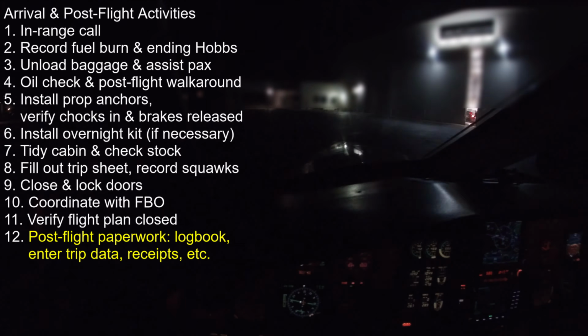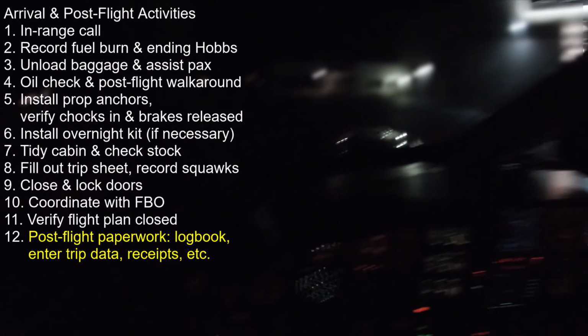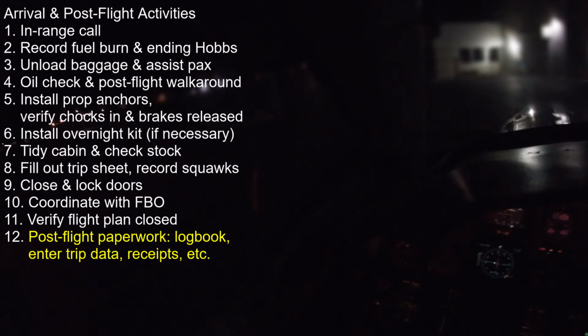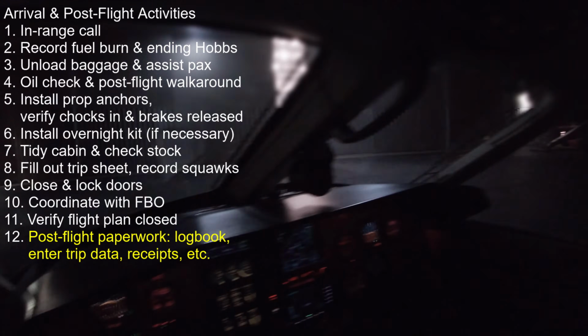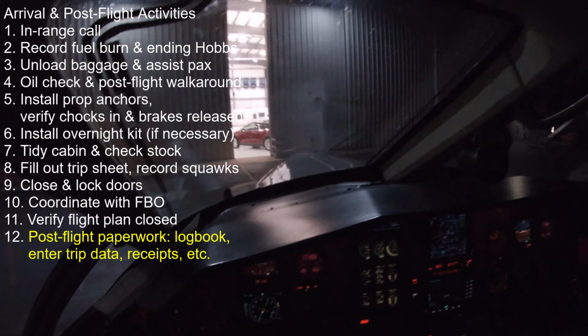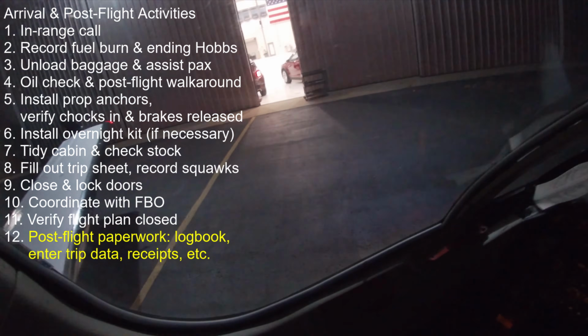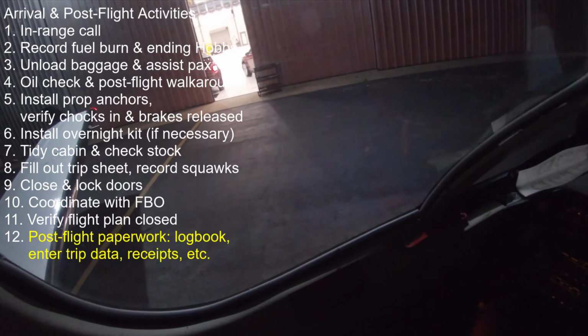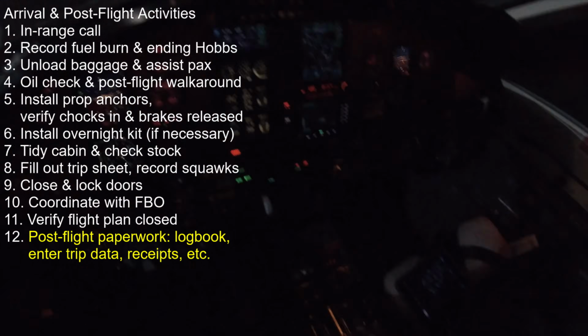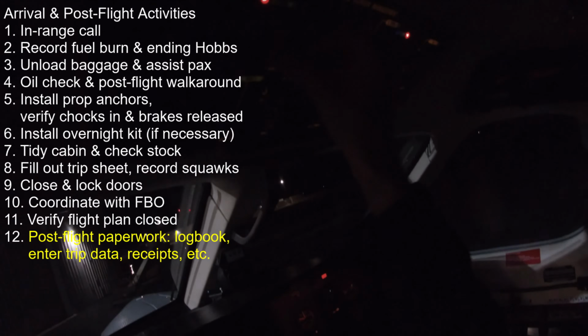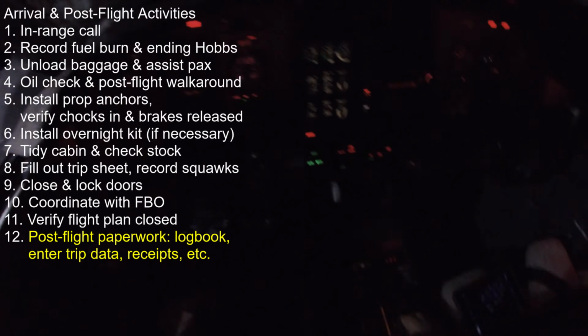And then later on at the hotel or when I get home, I'll fill out my logbook, and I'll do my company paperwork. Usually, different operators have different systems, but there's usually something online that you would log into and then enter in your times from the trip sheet, any maintenance discrepancies, stuff like that. Put your receipts in for your trip expenses, all that kind of stuff. So that's pretty much it. Those are the post-flight activities for the PC-12, the way that I like to do them.